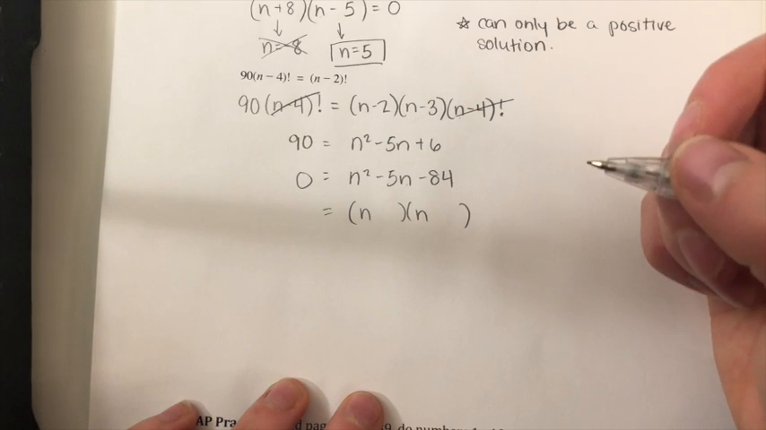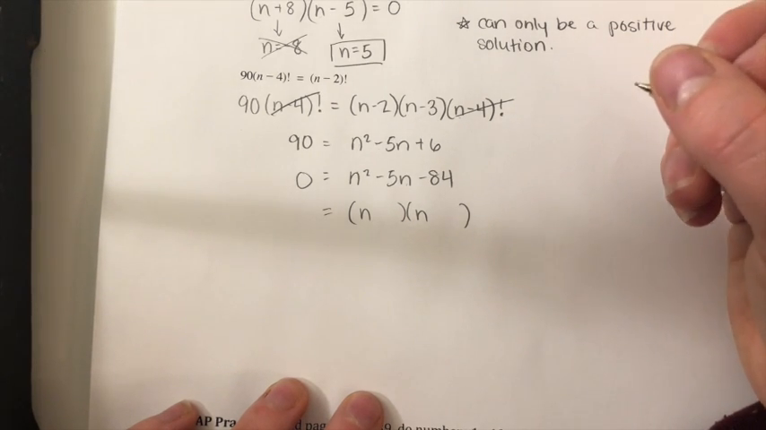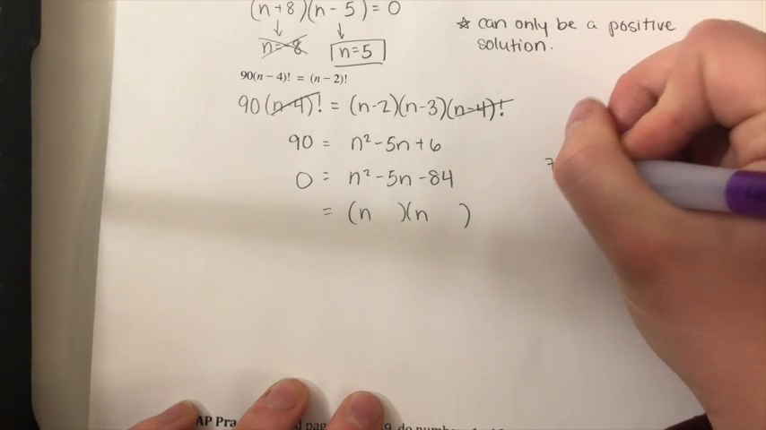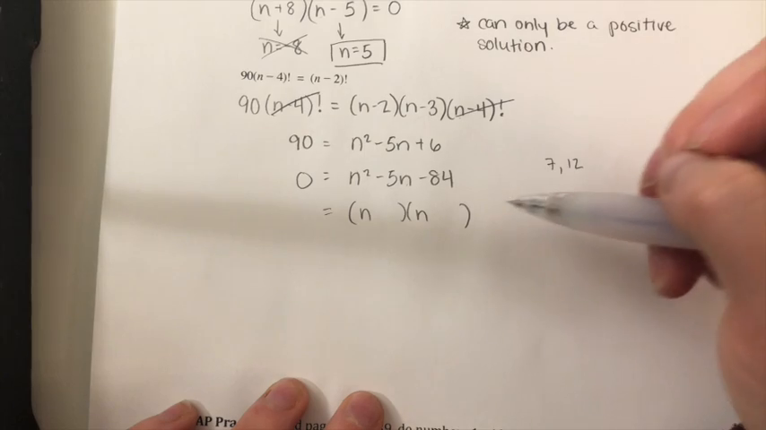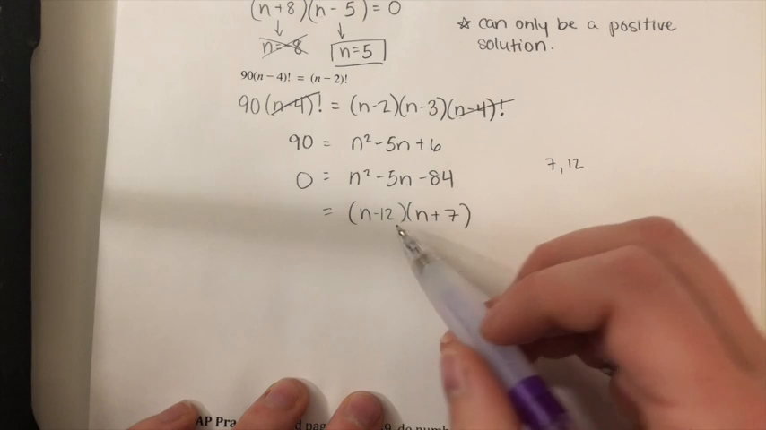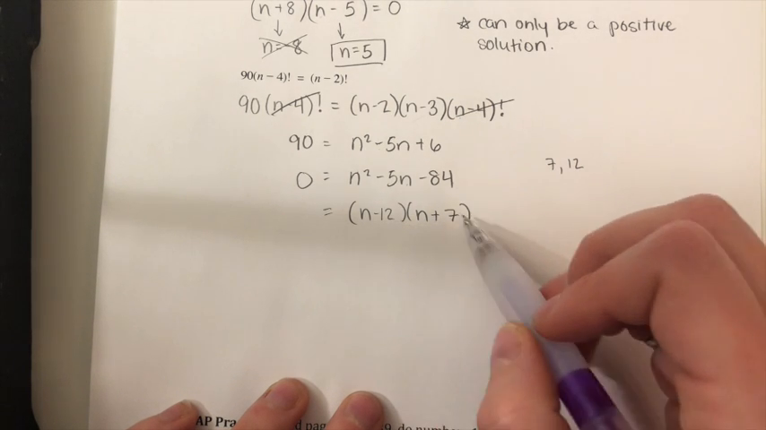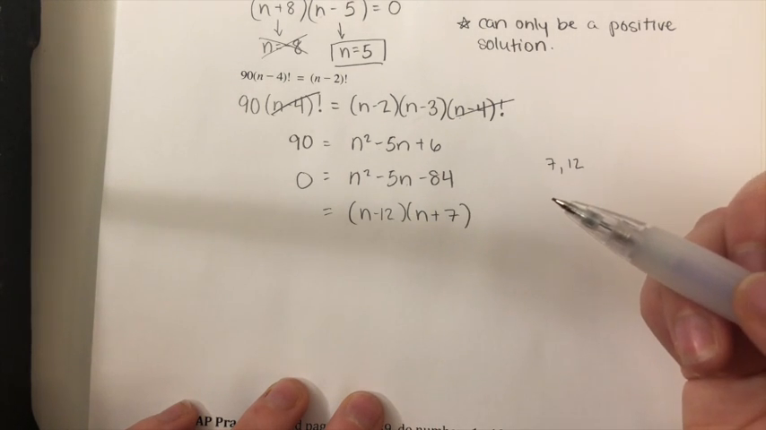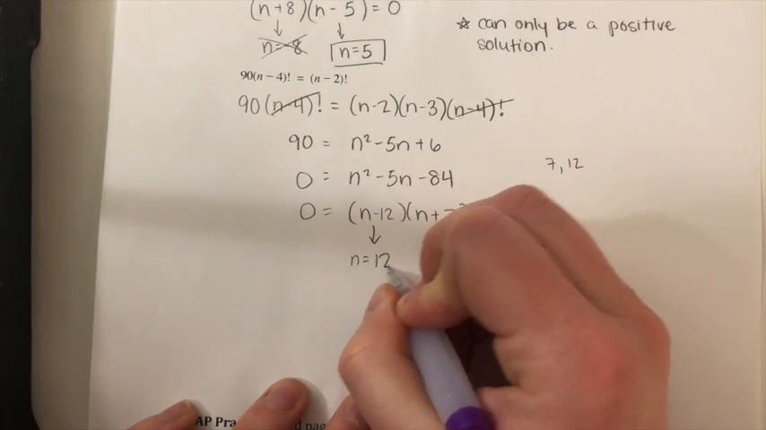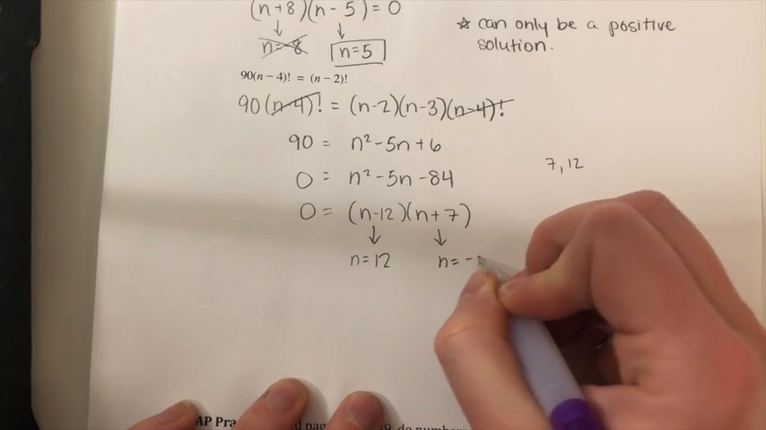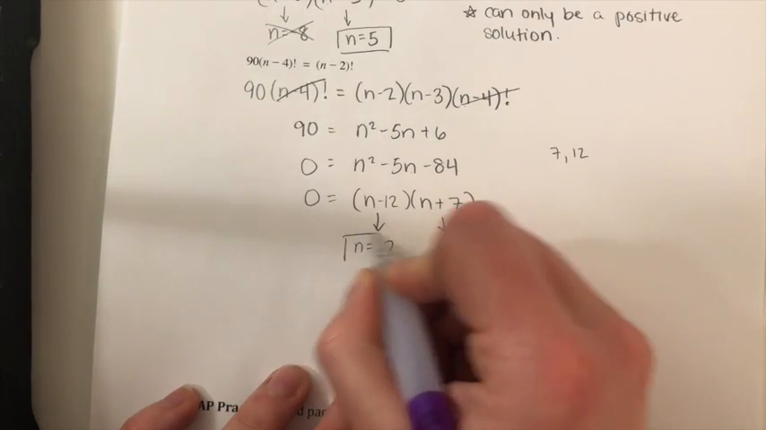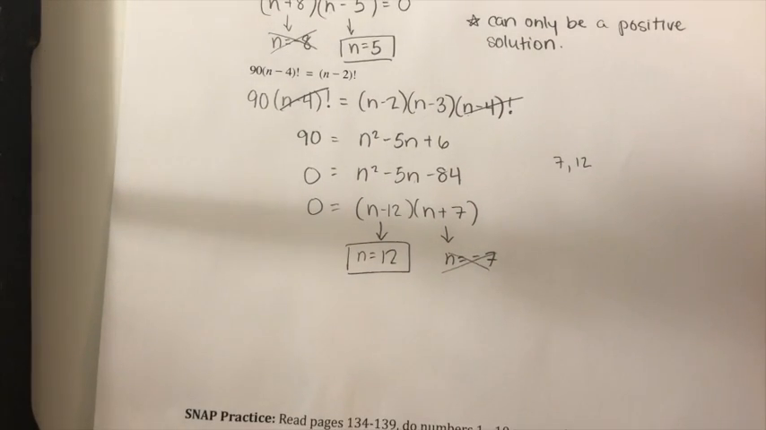So factors of 84, the ones that I came up with are 7 and 12. Okay, so if I use a negative 12 and a positive 7, that's going to add to my negative 5 and multiply to my negative 84. So what that means is n is equal to 12 and n is equal to negative 7. Again, negative numbers are not valid solutions here. So n being equal to 12 is my accurate number here.